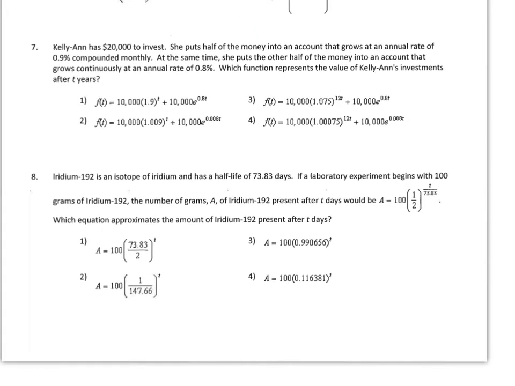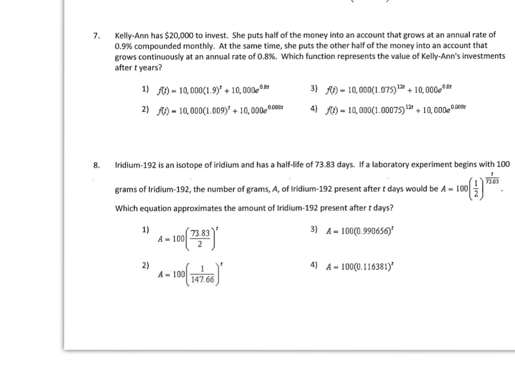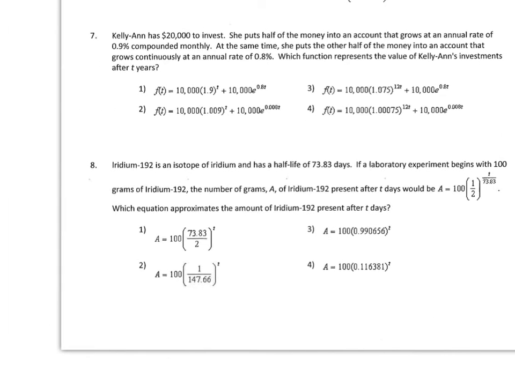Okay, so number 7. Kellyanne has $20,000 to invest. She puts half the money into an account. So she puts $10,000 into an account that grows at a rate of 0.9% compounded monthly. So let's just think about this. All right, so let me just put this down here. So she takes half of the money. So she takes $10,000 and she puts it into an account that is compounded monthly.